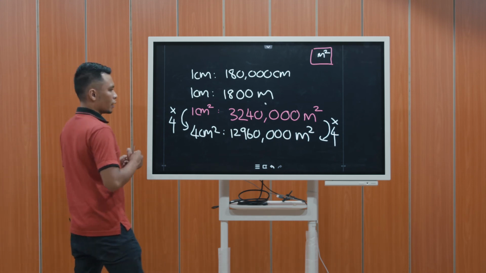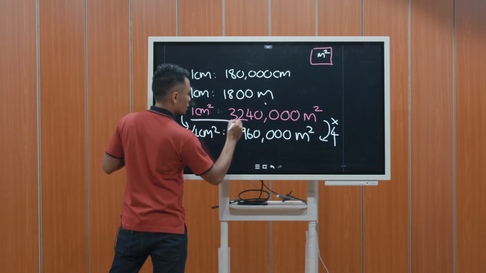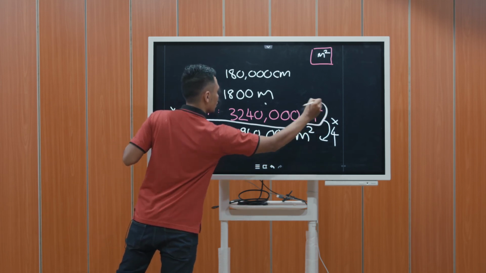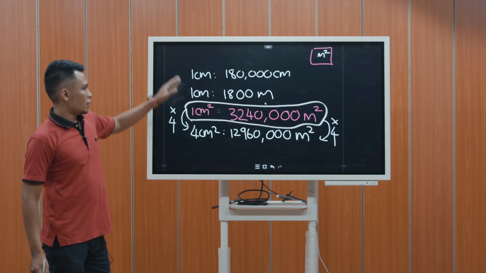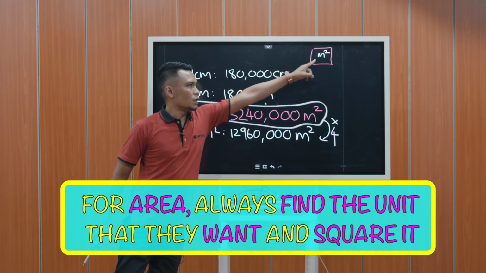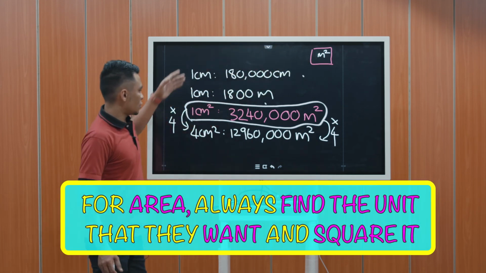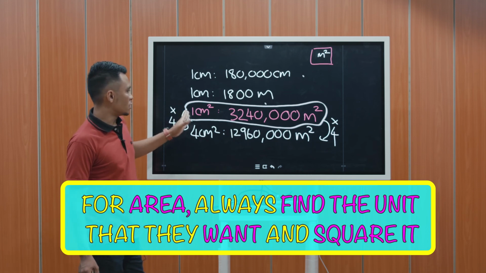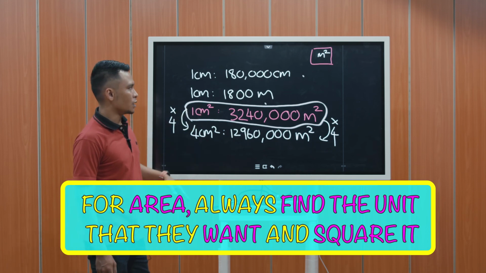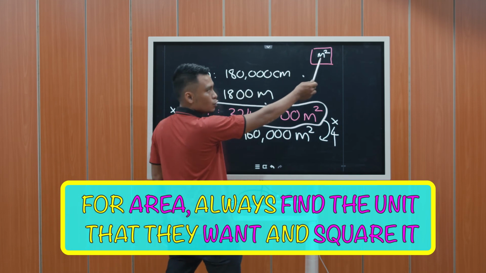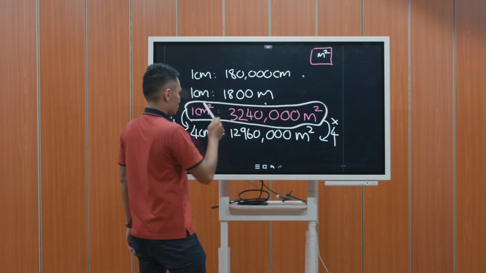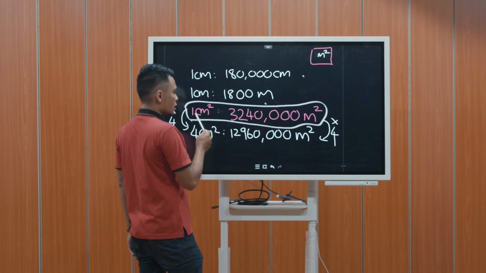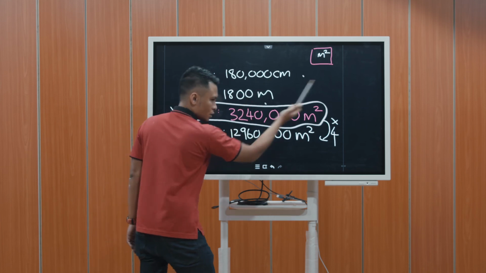Here is the crucial part. This whole chunk is the crucial part that you need to take note of. Always find the unit that they want. After that, you need to square it first, where it is 1 centimeter square. I repeat again, find the end unit that they want. The end unit they want is meter square, right? And also square it once you get 1 centimeter is to something.